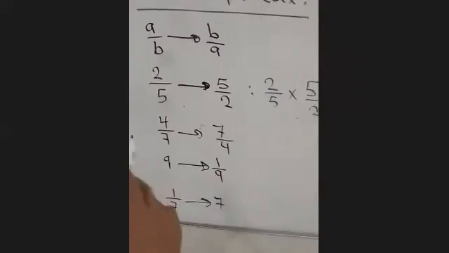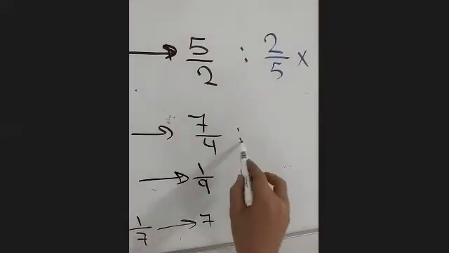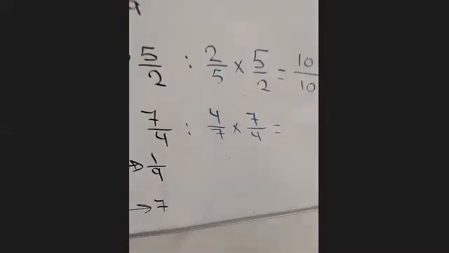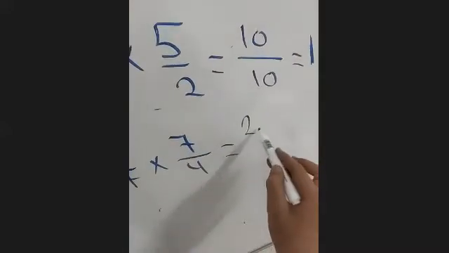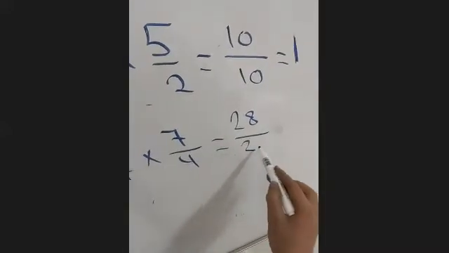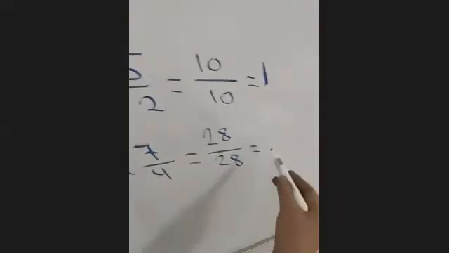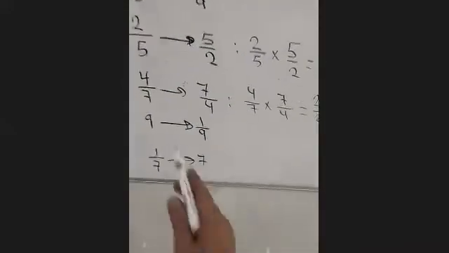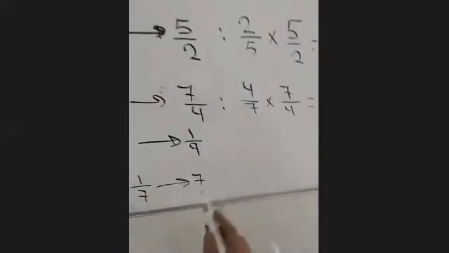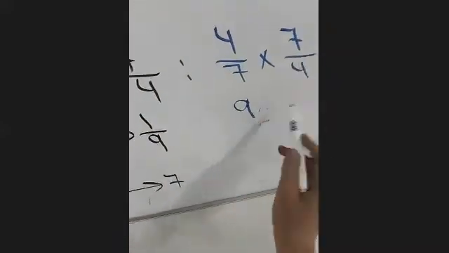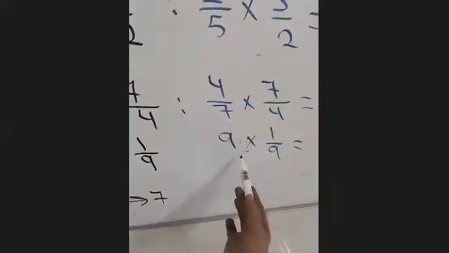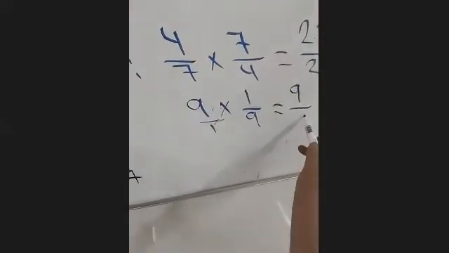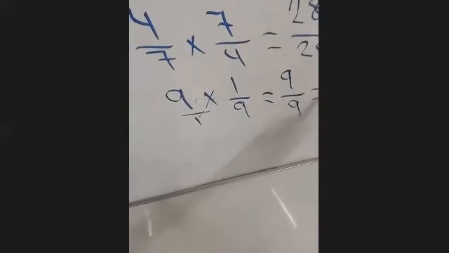But let's check this one. Let's multiply this fraction and its reciprocal: 4 over 7 multiplied by 7 over 4. Now 4 by 7 is 28, 7 by 4 is 28. 28 divided by 28 is what? Also 1. Up here, let's multiply these two numbers: 9 multiplied by 1 over 9. The 9 has denominator 1, we know that. 9 multiplied by 1 is 9, 1 multiplied by 9 is 9. And 9 divided by 9 is 1 also.